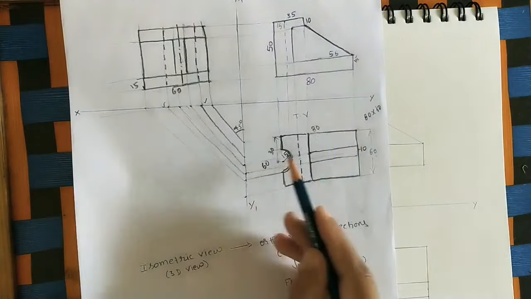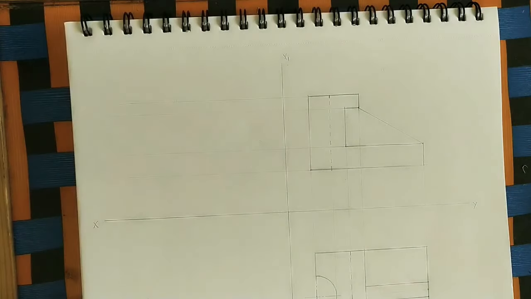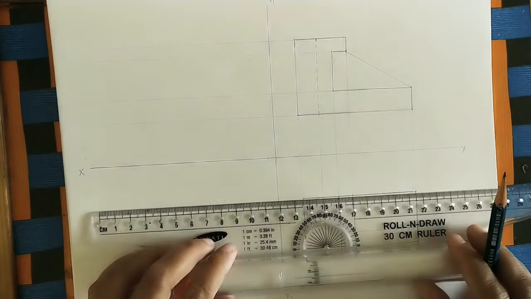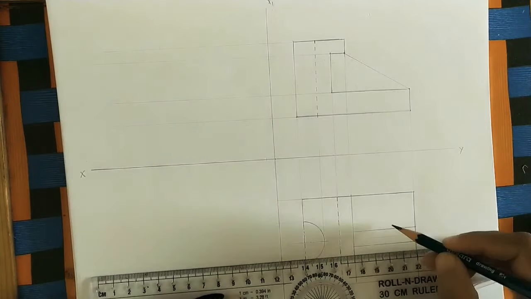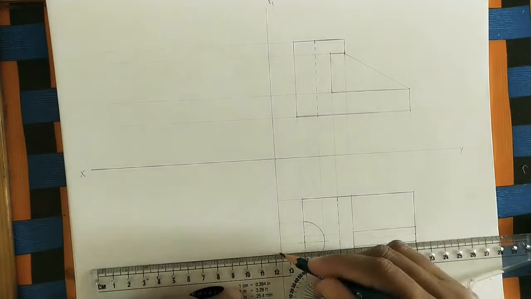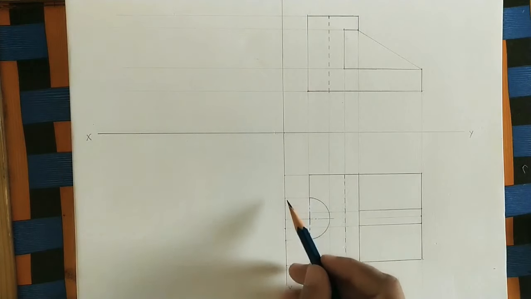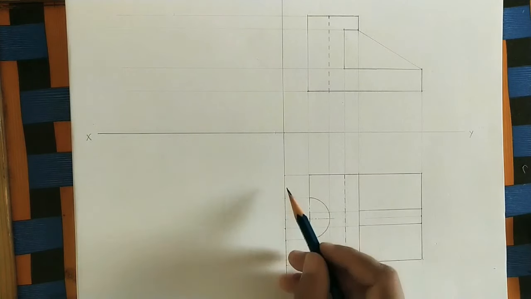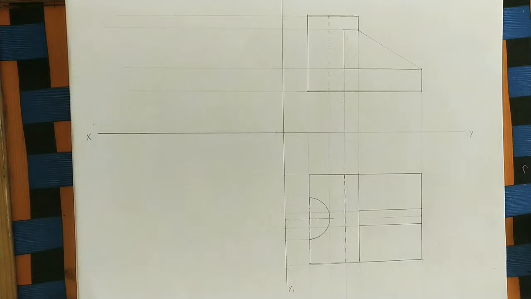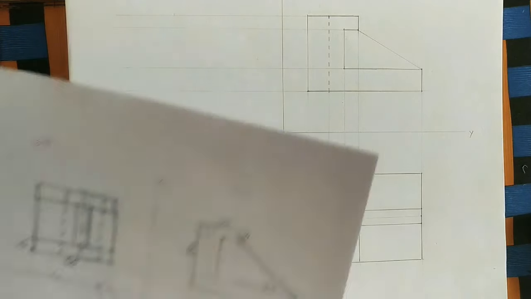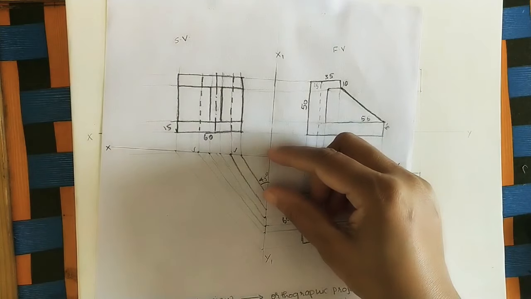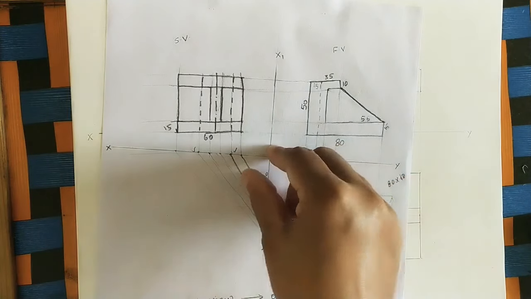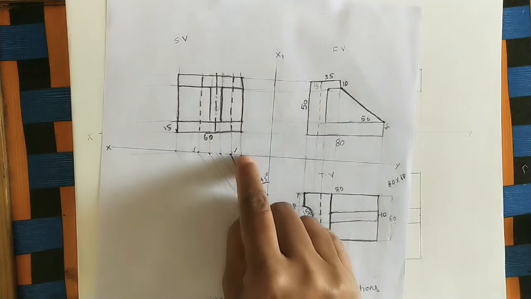From the top view also we have to do the projectile lines up to this reference line. Now after getting the intersection points, we have to shift all these points up to this reference line. For getting it, I am taking 45 degrees lines, or we can use a compass, taking this point as center with this radius, we can shift this point up to here. It is coming at the same point.